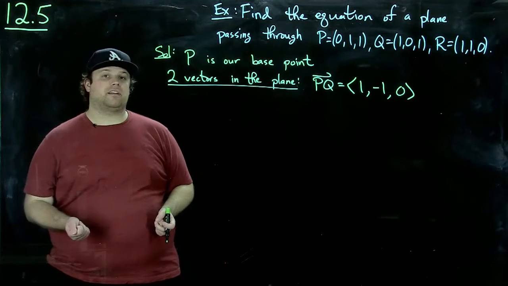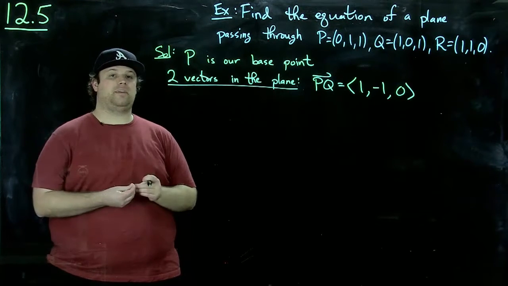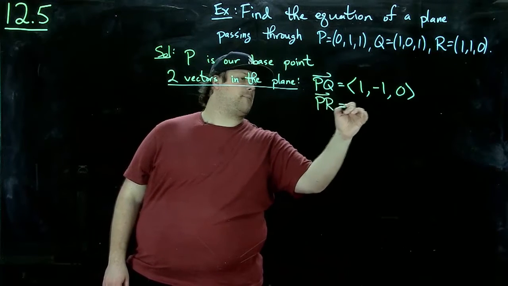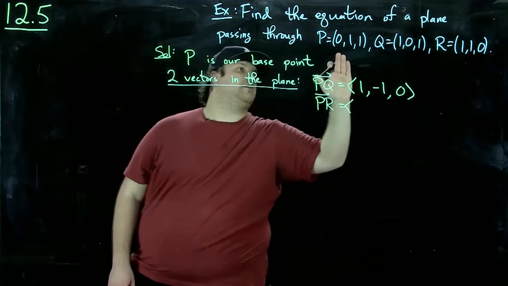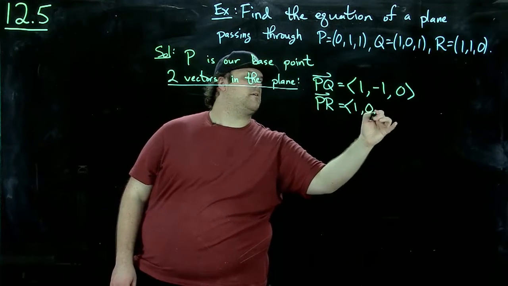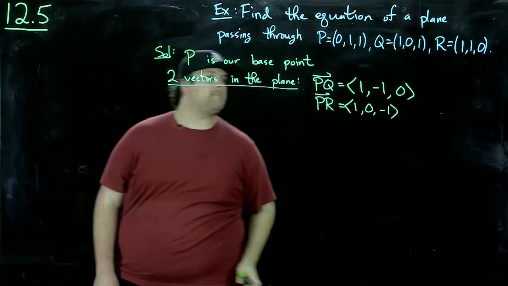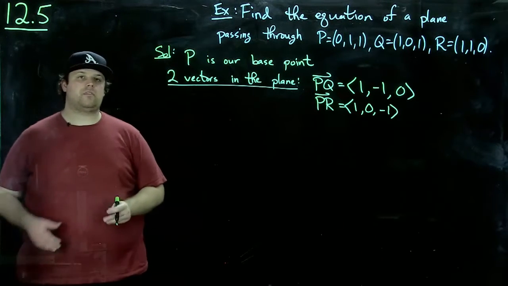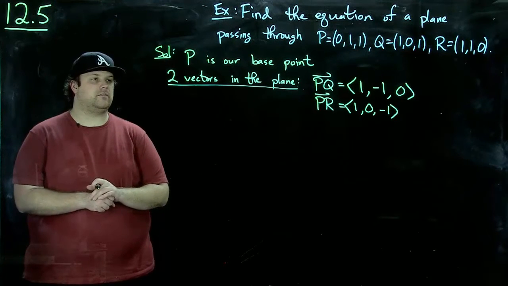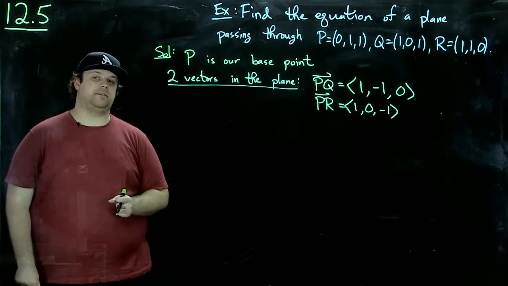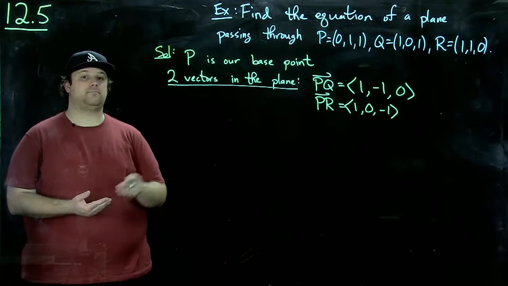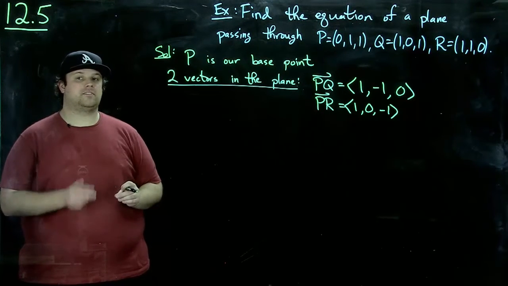Now we're going to construct another vector starting at P and this time ending at R. So PR. And again, it's tip minus tail. So 1 minus 0, 1 minus 1, and 0 minus 1. Okay, so now we have two vectors that are in the plane. But we really want a vector that's perpendicular to the plane. Do you remember how to take two vectors and create one that's perpendicular to both of them? Let's think about that for a second.